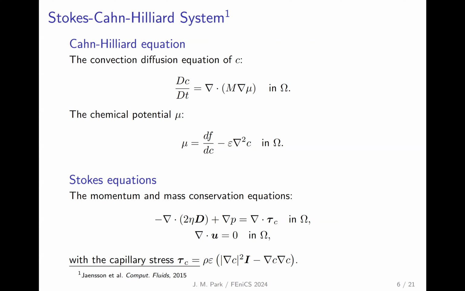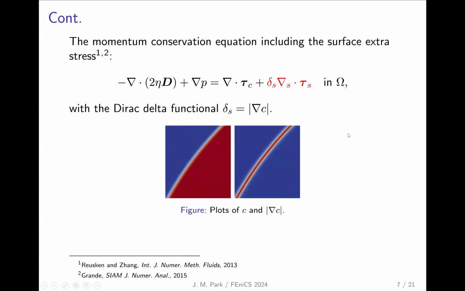Because we want to add the viscous stress of the interface, we add that term into the momentum equation like this. This formulation was presented about 10 years ago, but they used a sharp interface method, so this term was eventually treated as a surface integral. But in this work, we do not change anything because we use a continuous diffuse interface model. So this Dirac delta function can be defined as the magnitude of the gradient of the phase field.